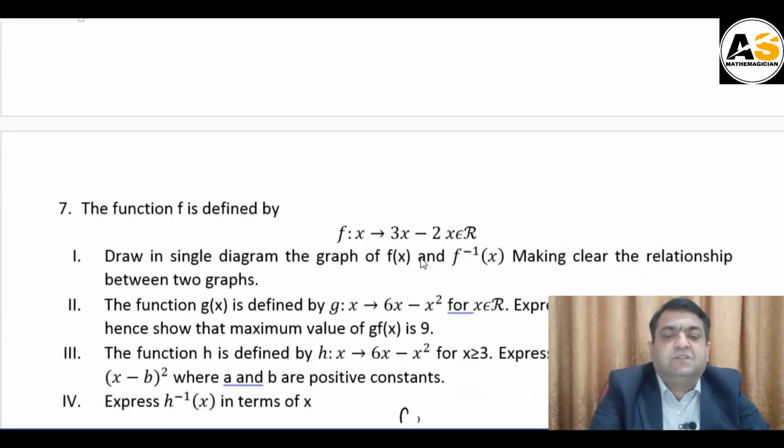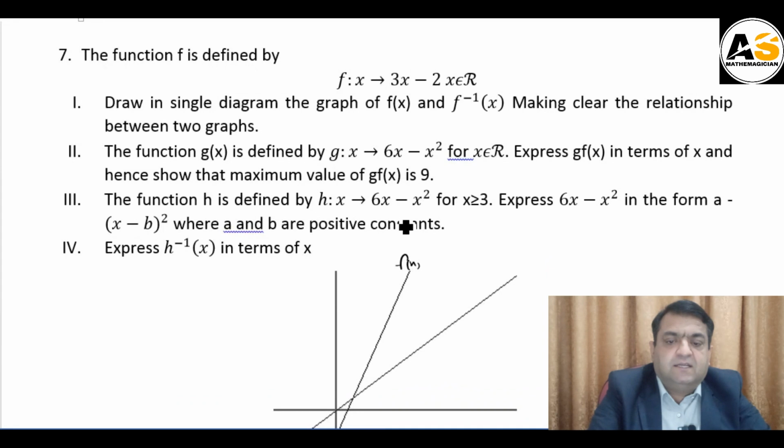So, dear students, this was question number 6. For today's class, this was question number 1. In continuation of our last lesson, this was question number 6. Now we move to question number 7.